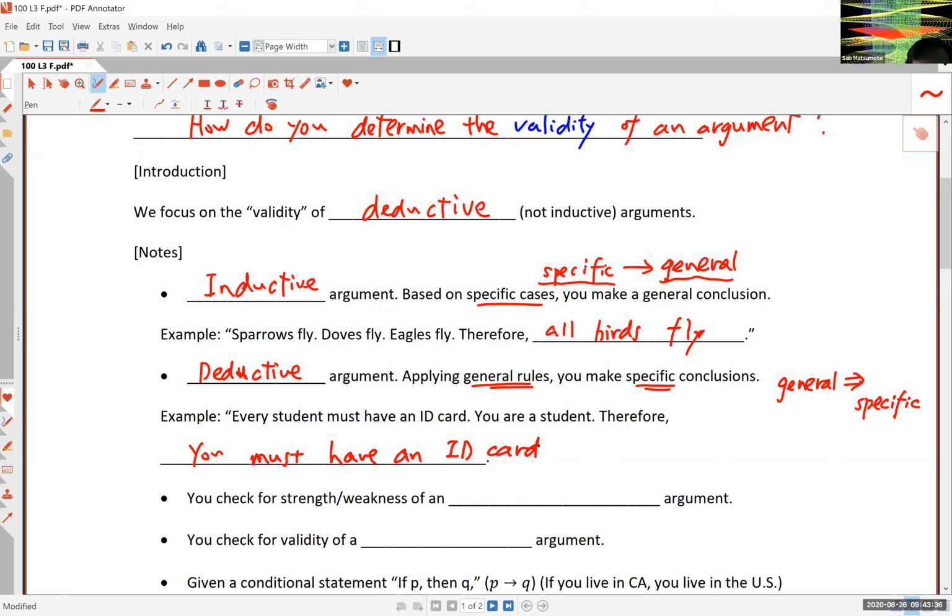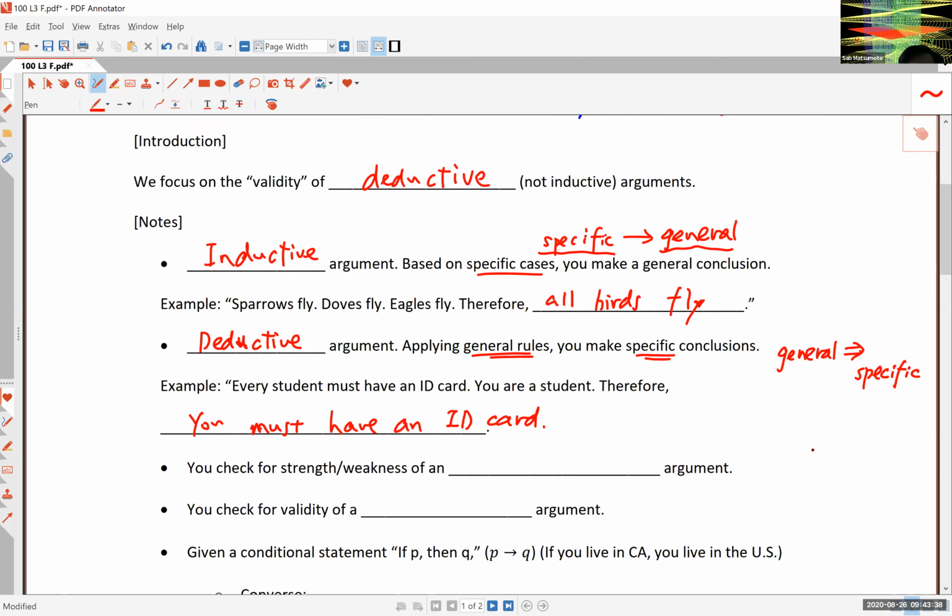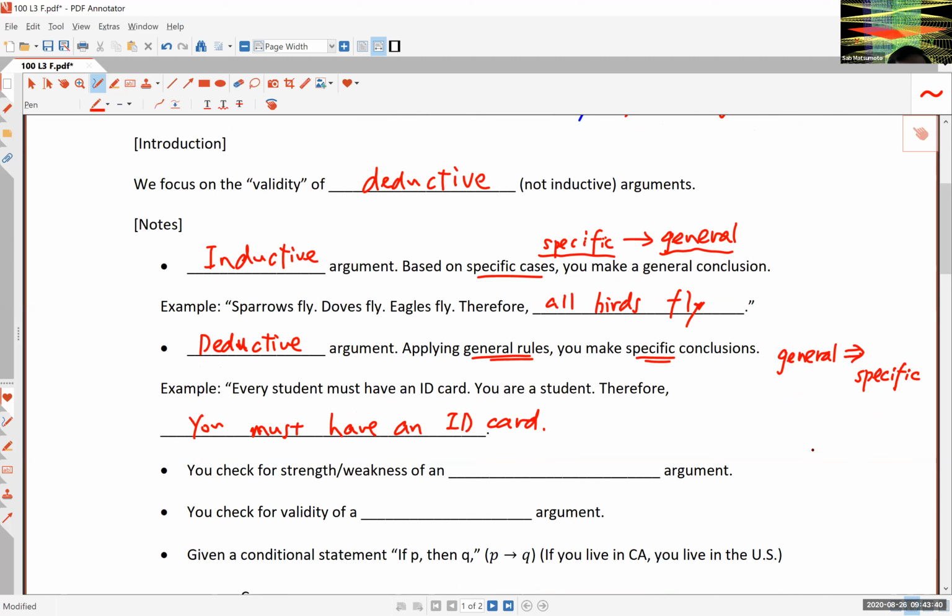Now, this is actually a true statement. And in fact, this is called a valid argument. Every student must have an ID card, okay? You are a student. Because every student must have an ID card and you are a student, the conclusion is, and this is a valid conclusion, you must have an ID card, okay?